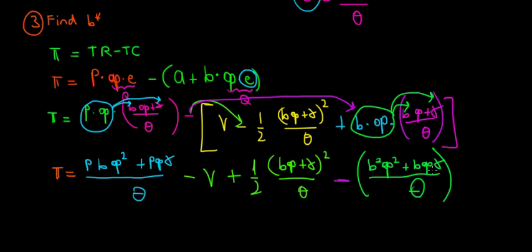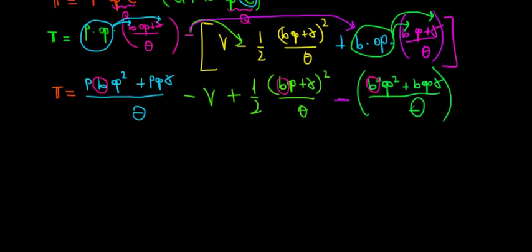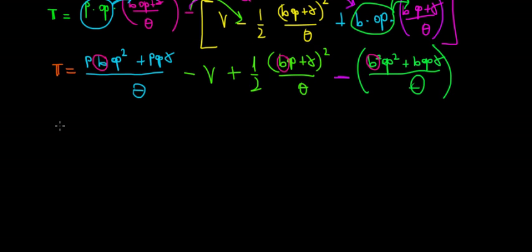What can we do now? We have everything in terms of b. B is on every term. Here, it's here, it's here. Meaning we can differentiate our profit with respect to the bonus and make it equal to 0. Profit derivative with respect to bonus equal to 0. Let's see what we get.